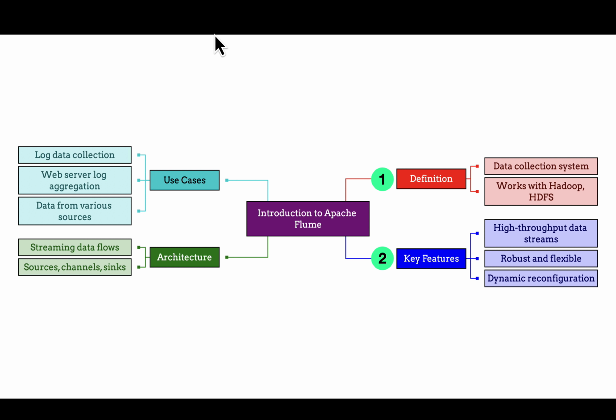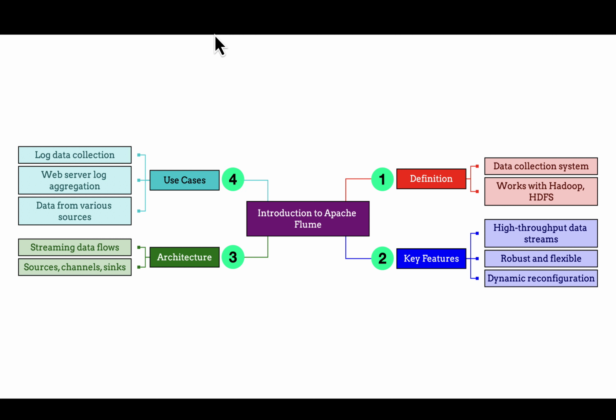2. Key features. Flume's features include its ability to handle high-throughput data streams, robustness against failure, and flexibility in sourcing, storing, and modeling data. It also supports dynamic reconfiguration without service disruption. 3. Architecture. Flume's architecture is based on streaming data flows with components like sources, channels, and sinks. Sources accept data, channels buffer it, and sinks deliver it to the destination, like HDFS, HBase.